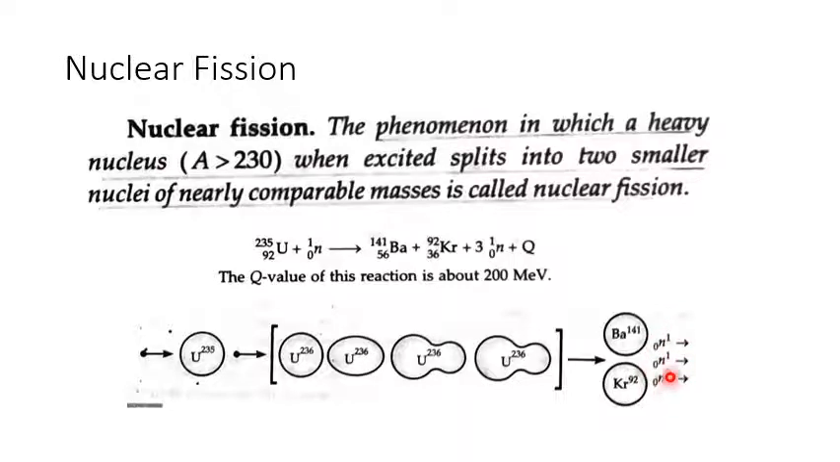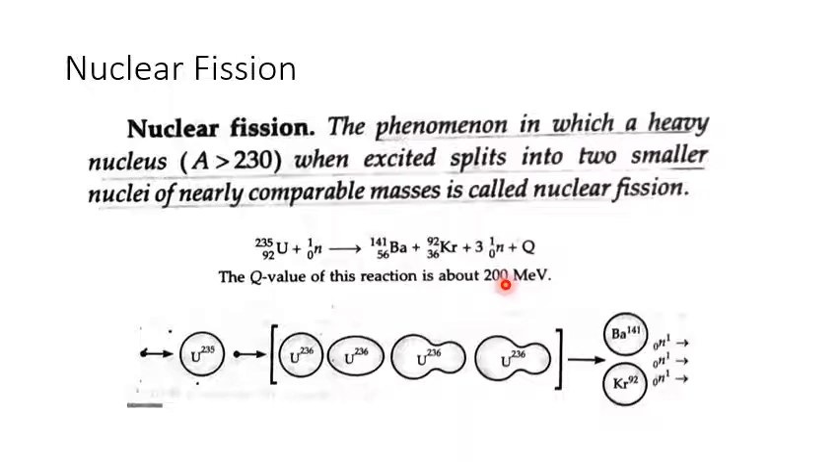Fine. Along with these 3 extra neutrons, it releases some extra energy. And that extra energy is how much? 200 mega electron volts. So a uranium 235, when triggered with a neutron, yields barium, krypton, 3 neutrons and energy. This energy is denoted by Q, which is also known as Q value. So the Q value of this reaction is how much? 200 mega electron volts. Fine. So how much energy is released? 200 mega electron volt. So this is just one nucleus.